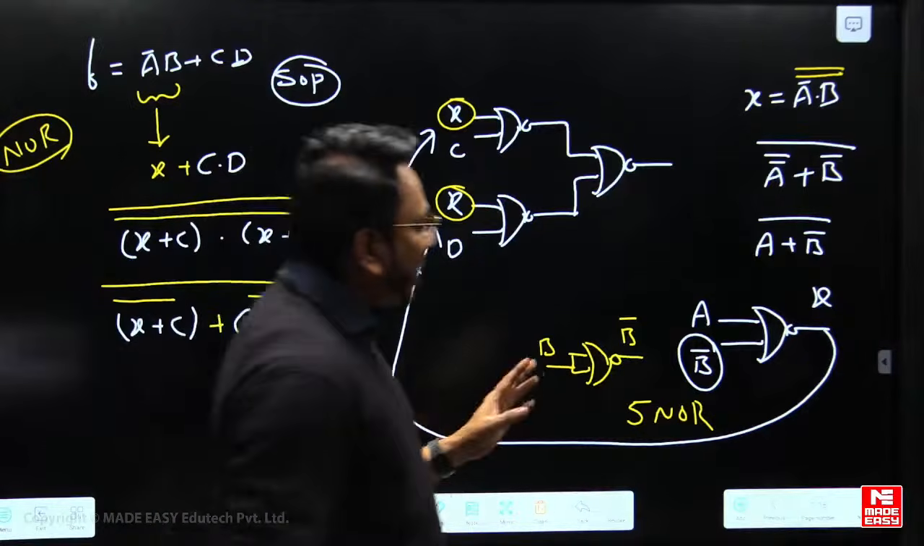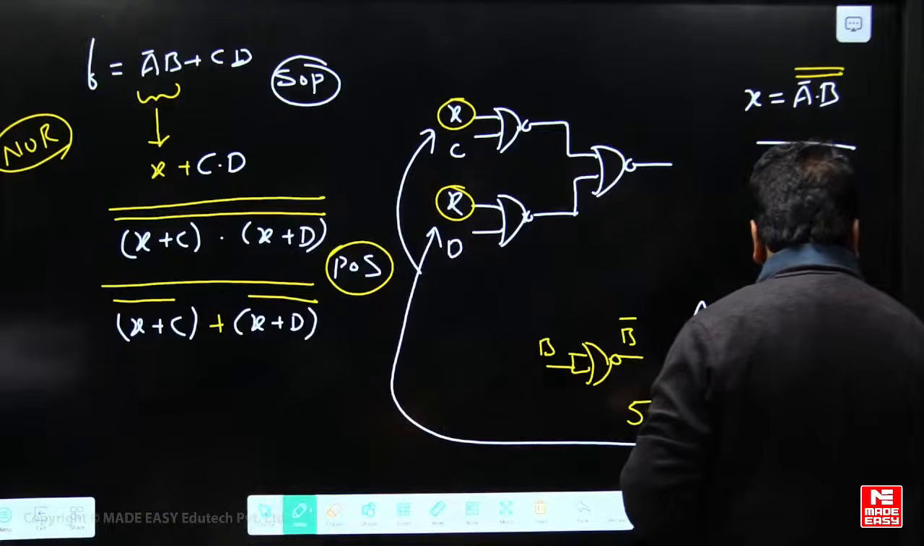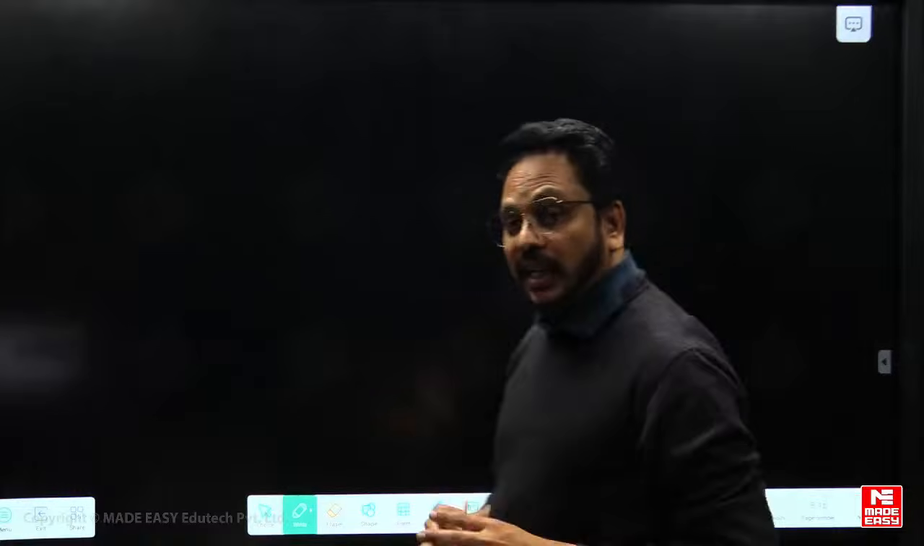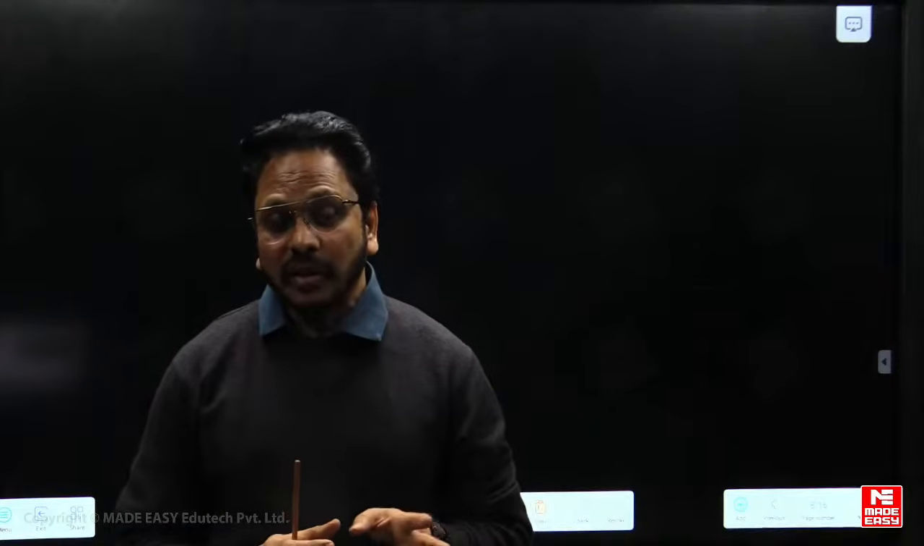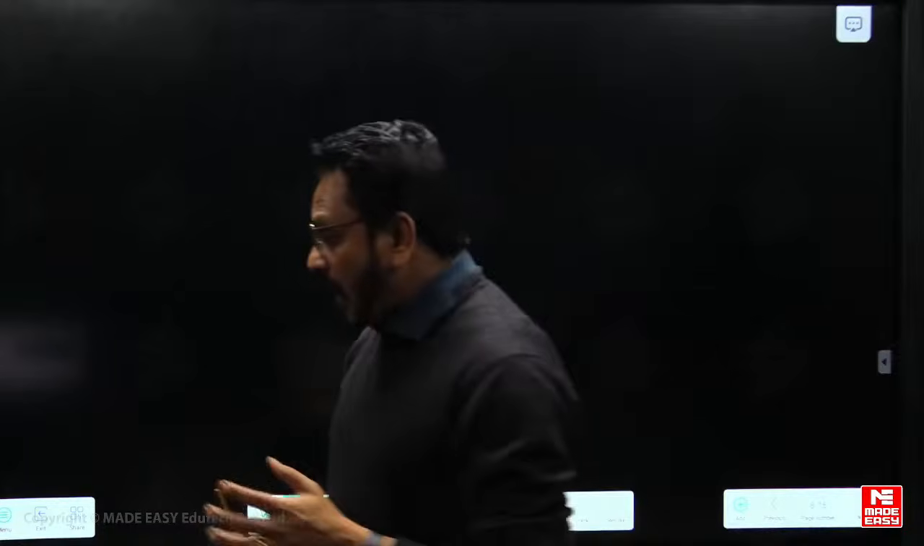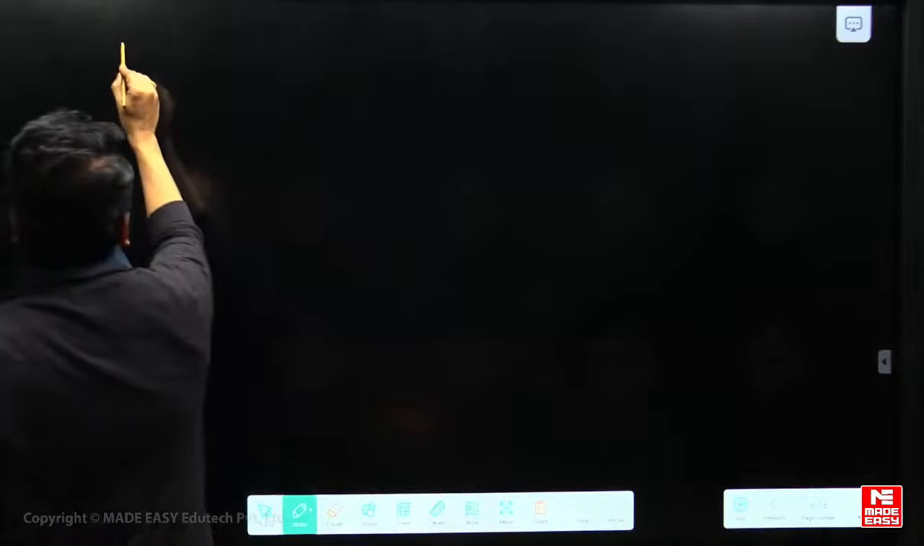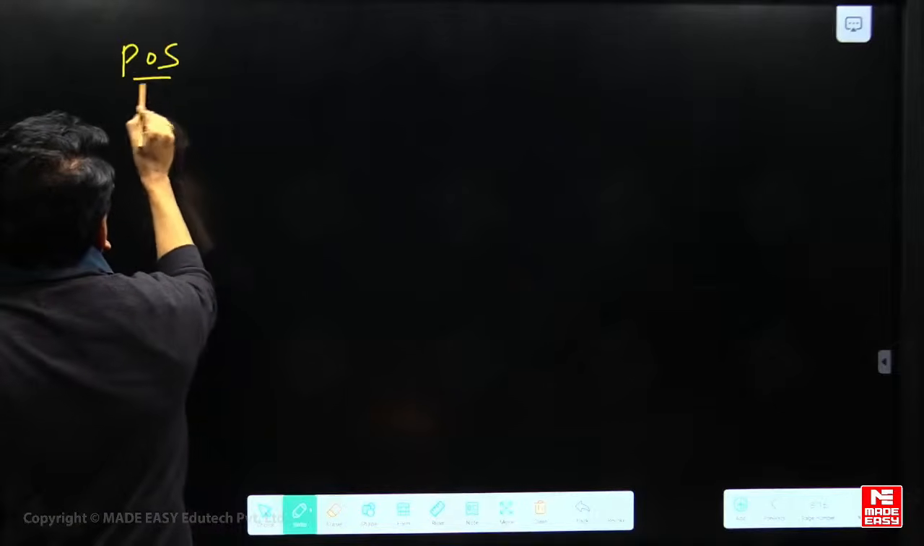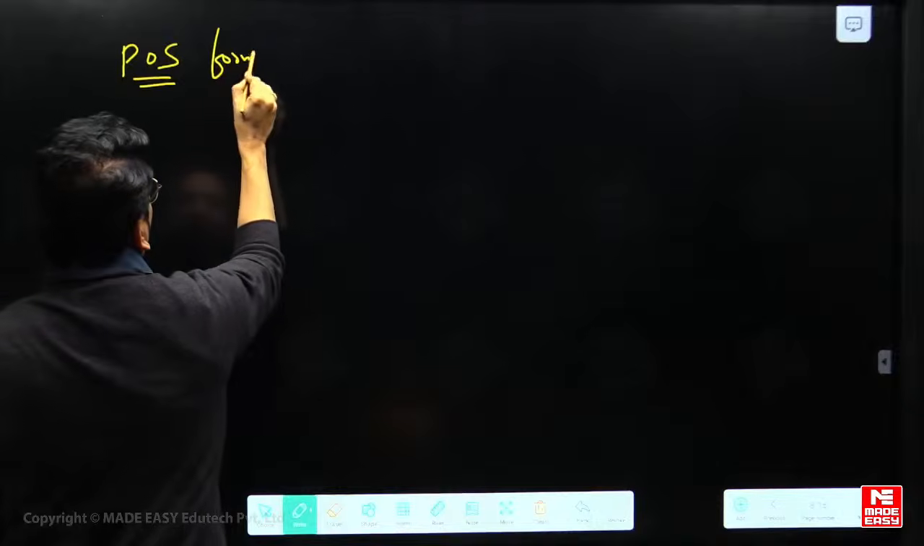Okay, now, this is about one interesting and important topic from which you can get questions. Next one is the SOP and POS form conversions related to that. There we are going to get questions. They will give an SOP form, and from that expression, they are going to ask about POS. So POS forms in K-map. This is a very, very important topic. POS forms in K-map.